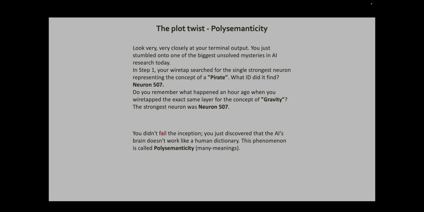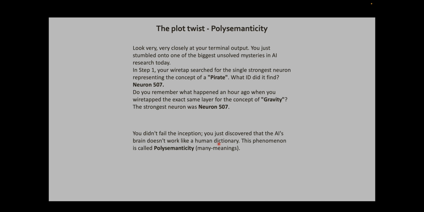This is the plot twist, and that's exactly what we call polysemanticity. Look very closely at your terminal output. You just stumbled onto one of the biggest unsolved mysteries in AI. What is it? In step one, you wiretapped the single strongest neuron representing the concept of pirate. What ID did it find? Neuron 507. Do you remember what happened when you wiretapped the exact same layer for the concept of gravity? Again, the strongest neuron was 507. So did it mean we failed? Did the inception fail? No. You just discovered that AI's brain doesn't work like a human dictionary.